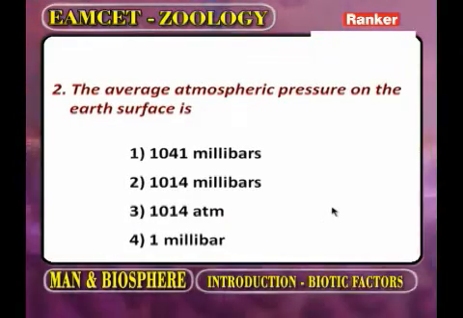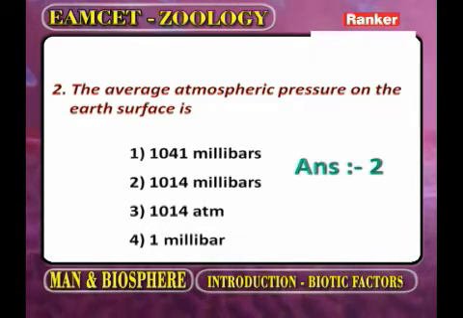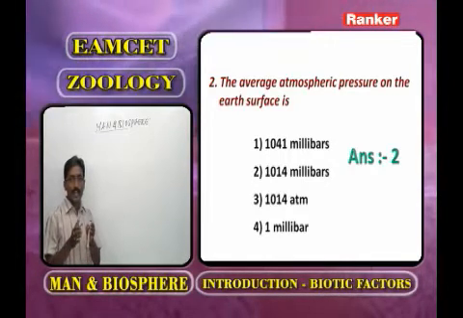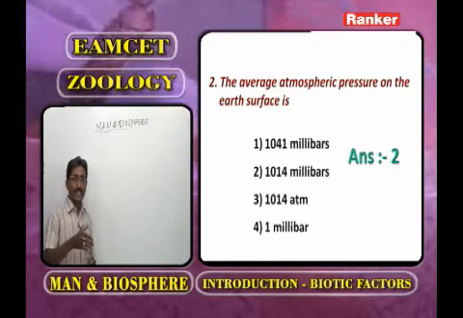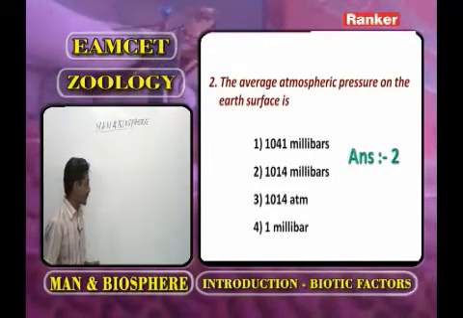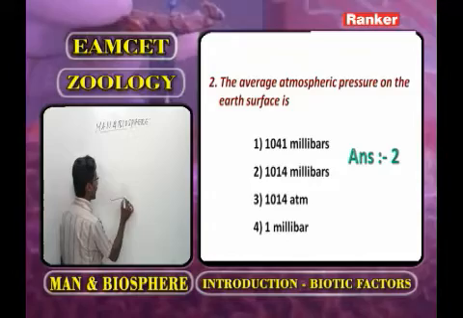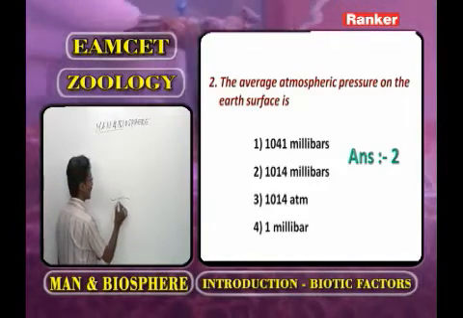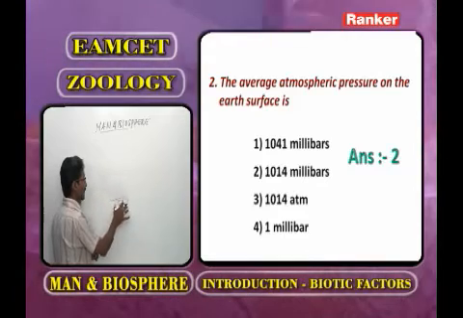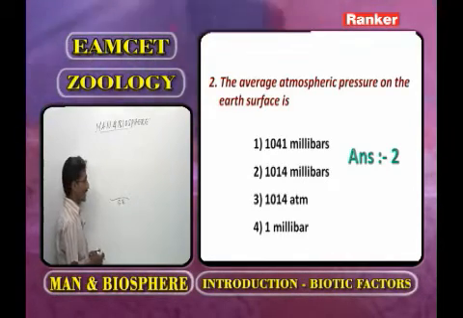Now, the average atmospheric pressure on the earth surface. The earth is broadly classified into three physical components. One we call atmosphere. What is meant by atmosphere? The gaseous envelope covering the earth, that we call the atmosphere. This we call the earth surface, ES. The gaseous envelope covering the earth, that we call atmosphere.